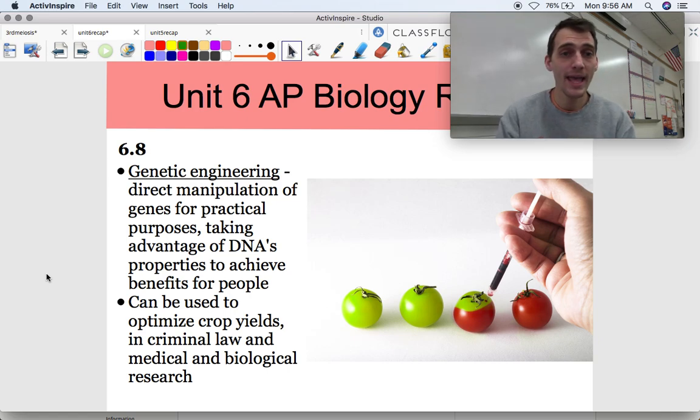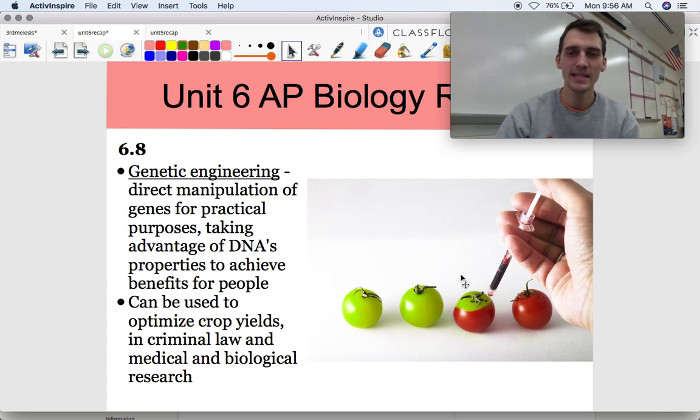All right, last topic. Here we go, 6.8. This is a big one. Genetic engineering uses the structure of DNA and the structure of RNA and alters. This is how we control this whole process of gene expression. It's the direct manipulation of genes for practical purposes, taking advantage of DNA's properties to achieve benefits for people, right?